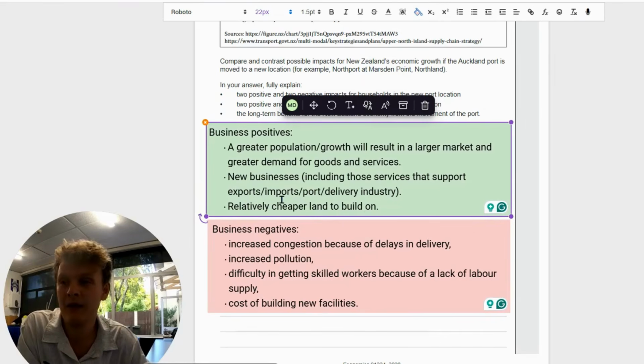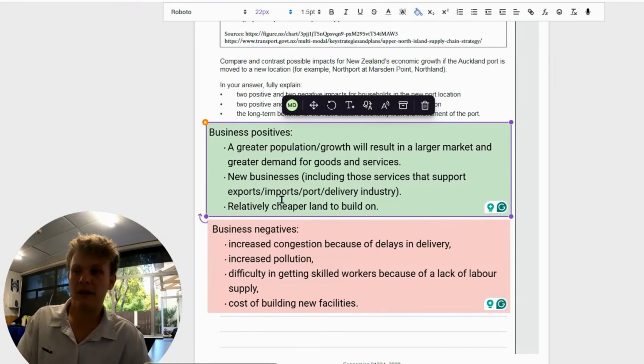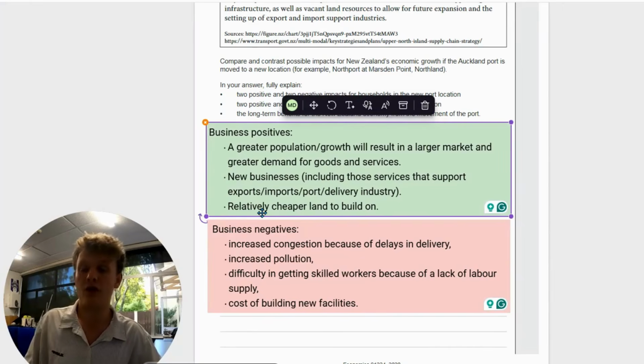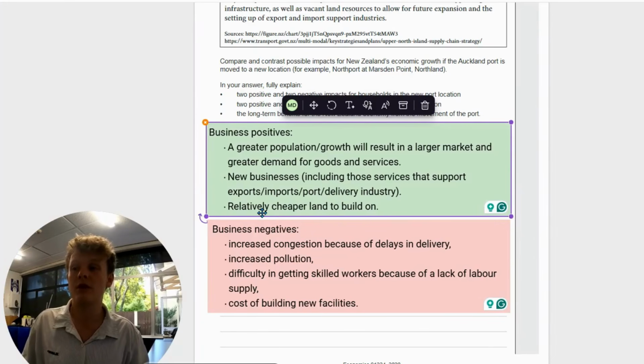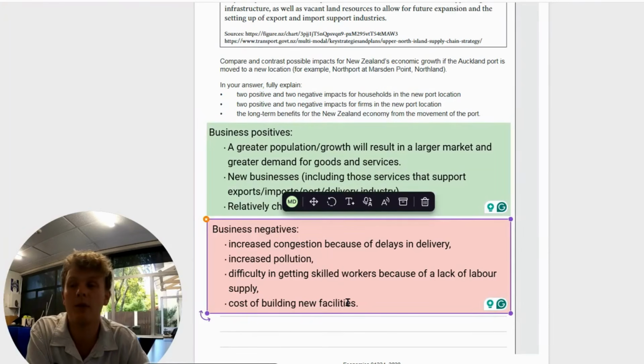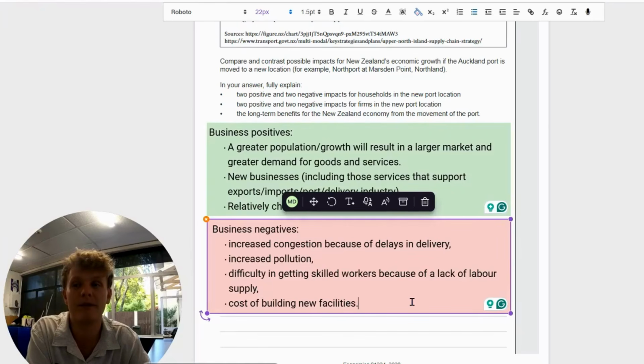The negatives are going to be increased congestion for the businesses that are currently in the location, because we're going to get more traffic. Also increased pollution, and then maybe a difficulty getting skilled workers because the labour supply is so weak there. People haven't moved into the area yet. And then finally, the cost of moving and building new facilities could be quite expensive.